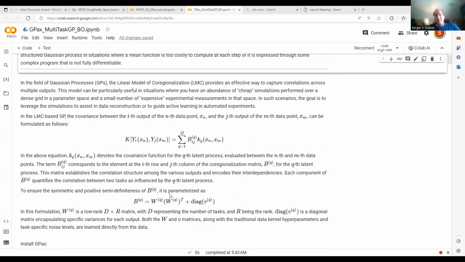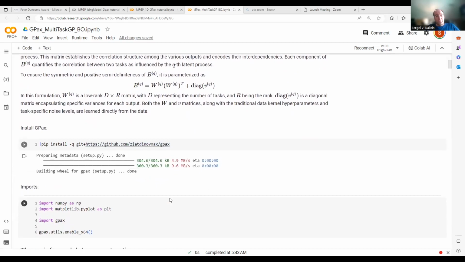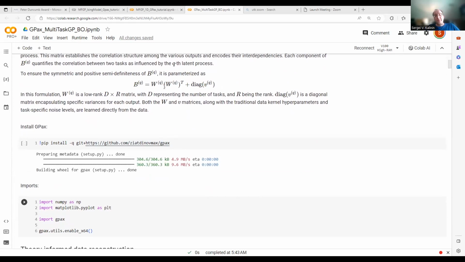So there are some conditions of how this matrix is defined. It needs to be symmetric and semi-positive, and therefore it is designed as the sum of some diagonal elements and some outer product of a certain vector W. The physical meaning of these parameters is fairly complex.